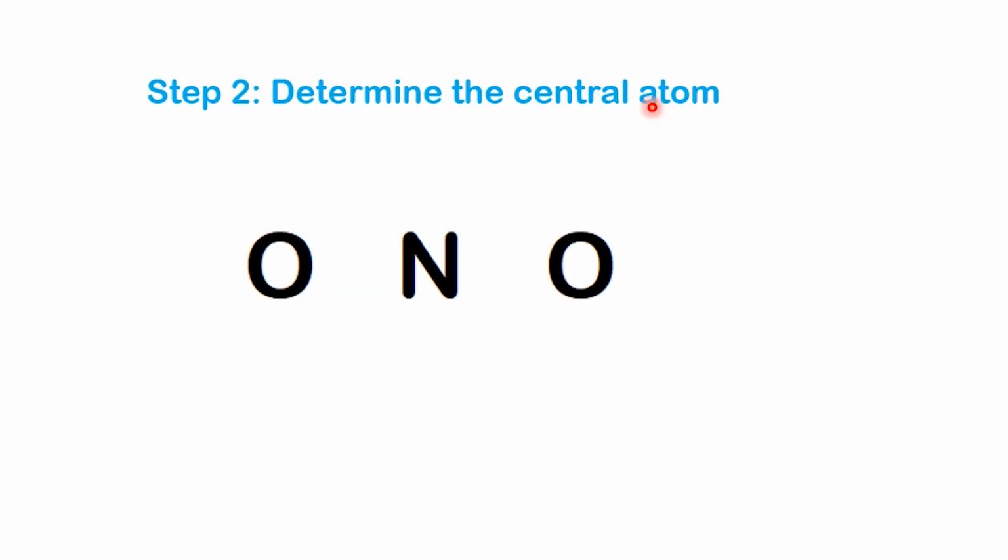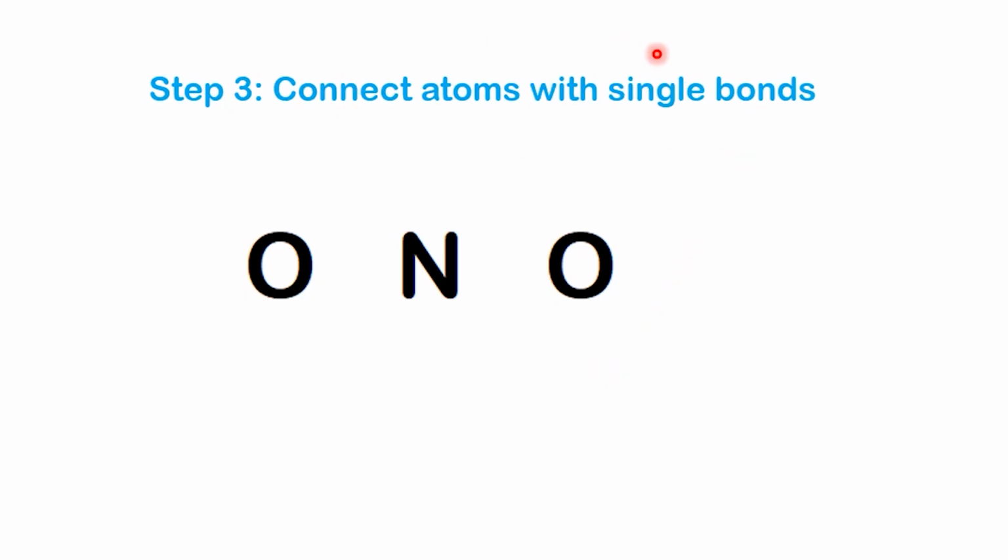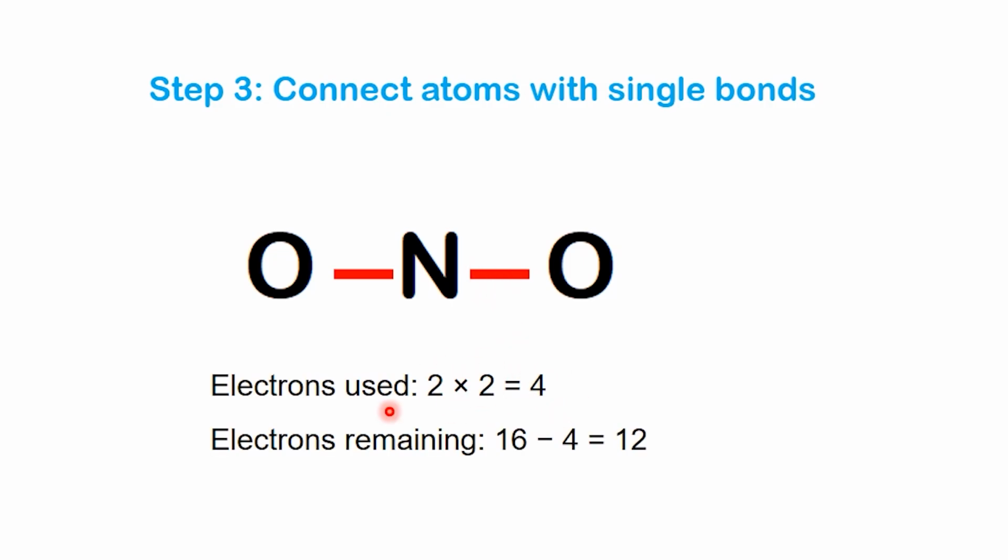Next, we select the central atom. Nitrogen will be placed in the center because it tends to form more bonds than oxygen. The 2 oxygen atoms are arranged around nitrogen, forming a linear skeleton. With the skeleton set, we begin placing electrons to form bonds. We start by forming single bonds between nitrogen and each oxygen. These 2 single bonds use a total of 4 electrons, leaving 12 electrons remaining.